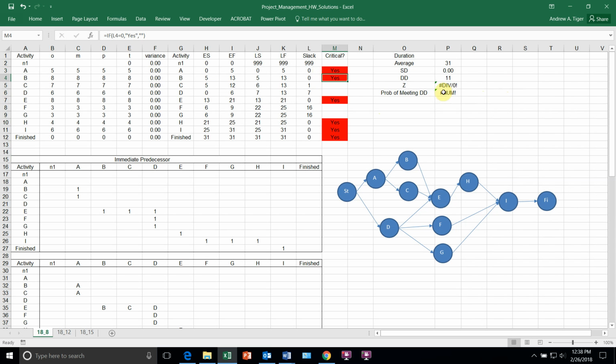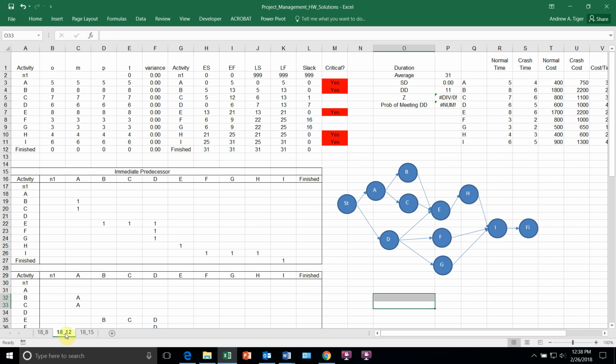Once you calculate that, the model will automatically put a yes. I went ahead and added some conditional formatting, but the template will give you if it's on the critical path. So the critical path goes through A, B, E, H, and I, which is the longest path. And since there's no variance, the project completion time is 31 weeks.